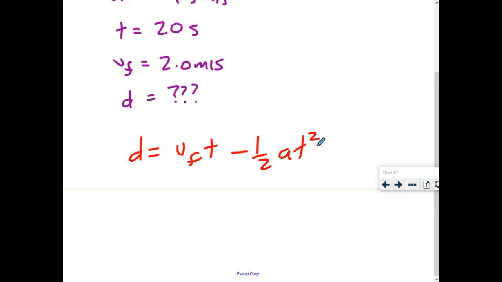Then you're up to your algebra. Do you know how to plug numbers into a formula? I don't even have to do any algebra. I can plug numbers right in.